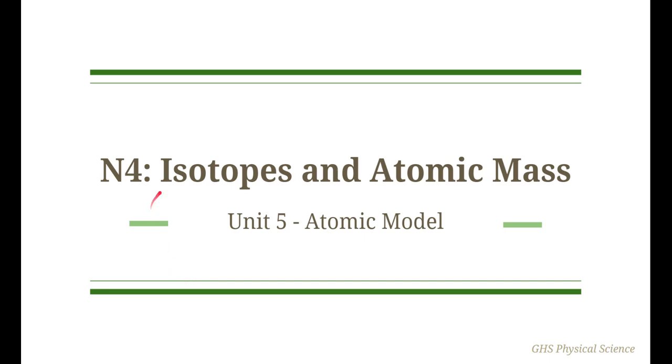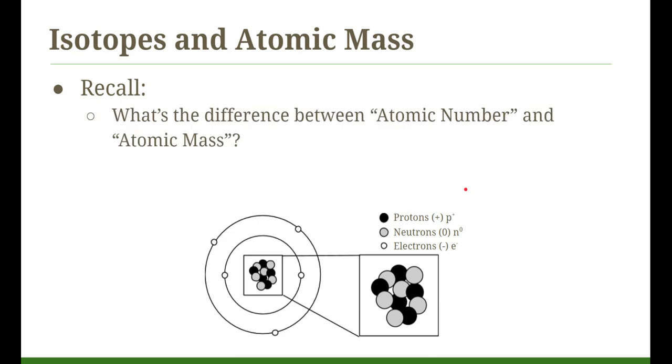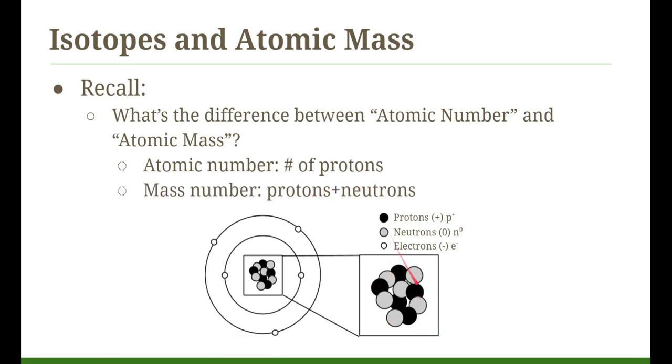These are the notes about isotopes and atomic mass. So as a reminder, the difference between atomic number and atomic mass is that atomic number is just the number of protons. So if we look at this nucleus down here, we can see 1, 2, 3, 4, 5 protons. And then the mass number is protons and neutrons. So then we would count all the particles in here, which would be 5, 6, 7, 8, 9, 10, 11 total particles.